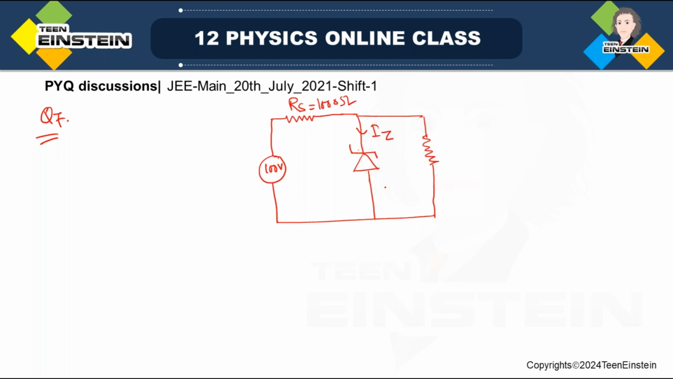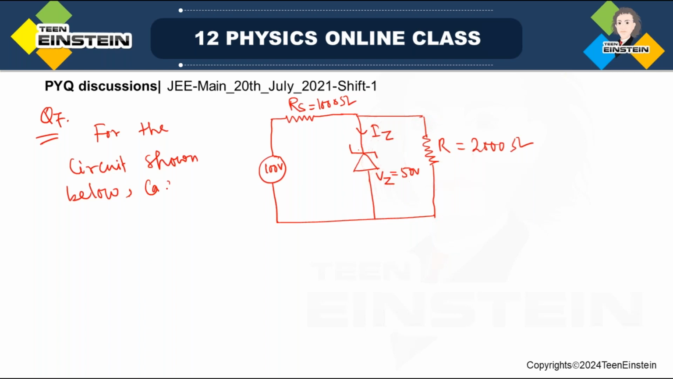And VZ, that is the voltage drop, or the Zener voltage, is 50 volt, and this is R, which is given as 2000 ohm. So the question is, for the circuit shown below, calculate the value of IZ. So this is the question. You have to find out the current through the Zener diode. That is the question.